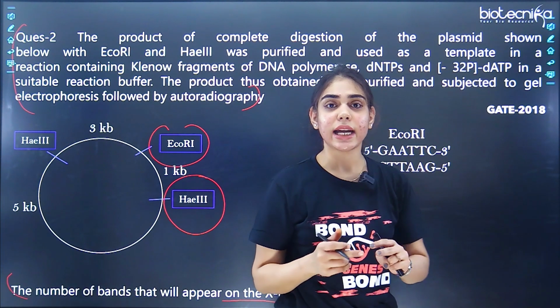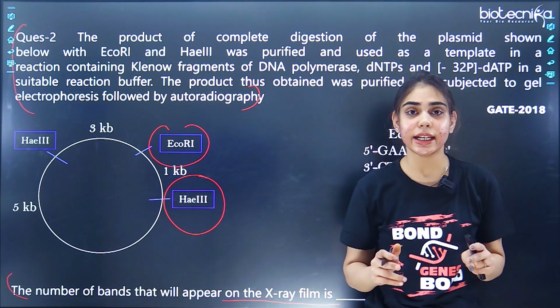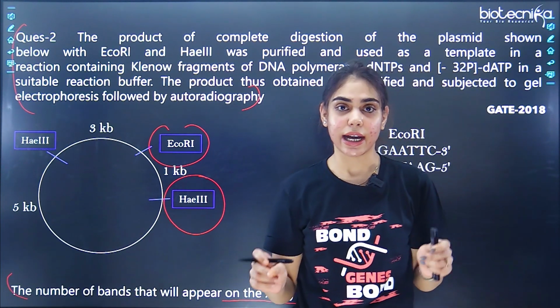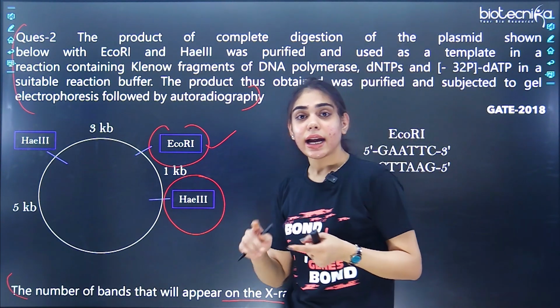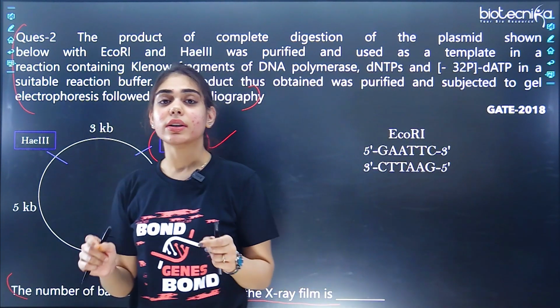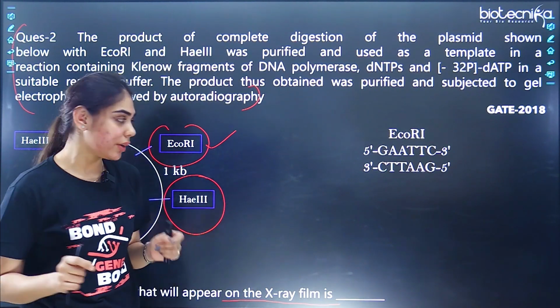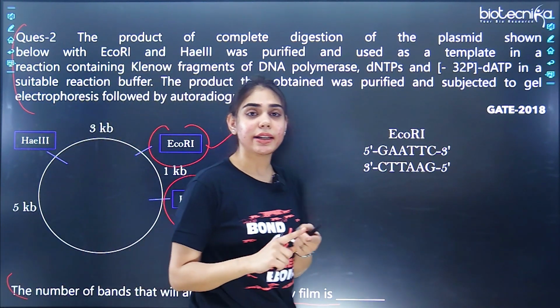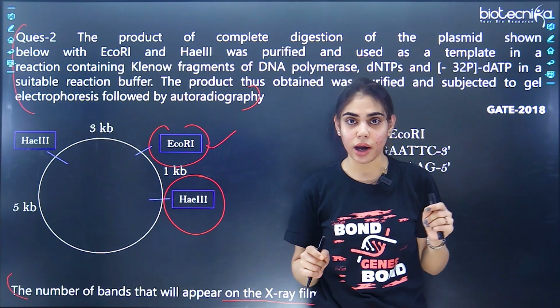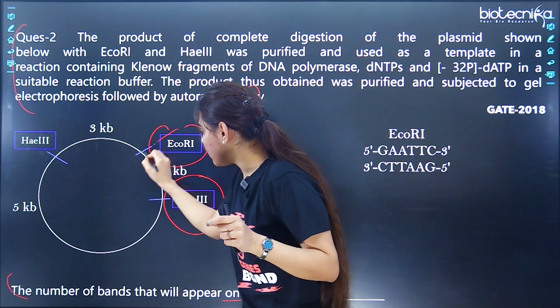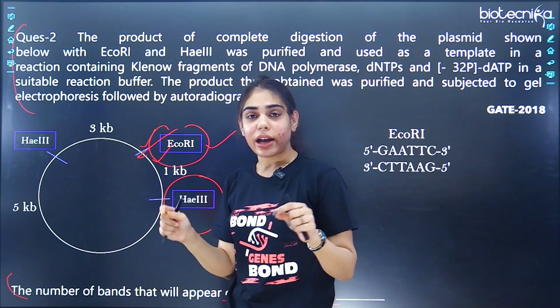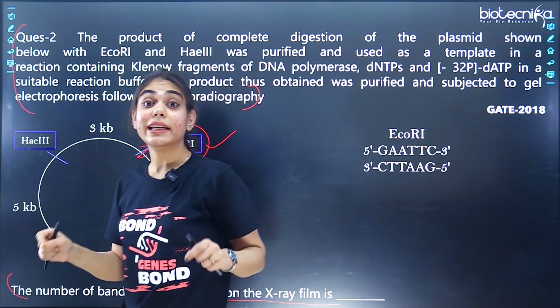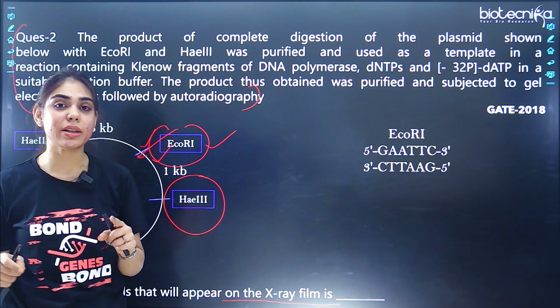Now we all know that HaeIII, when it cuts the DNA, will always generate a blunt end, whereas EcoRI will generate a sticky end, and this end only will appear on the X-ray film or autoradiography. So now suppose it is given a single site for EcoRI. When it cuts this DNA, it will generate two fragments, this and this. This circular fragment will be cut and linearized, and we'll get two fragments out of it.